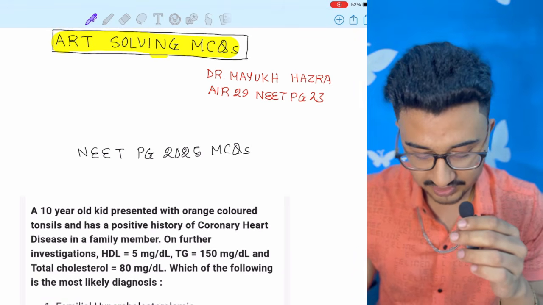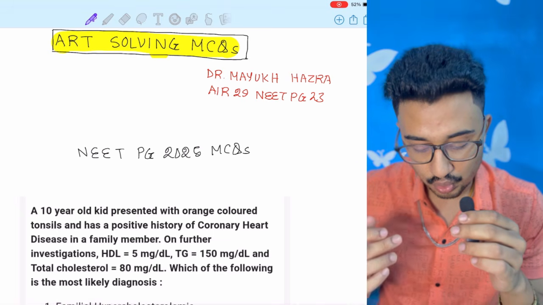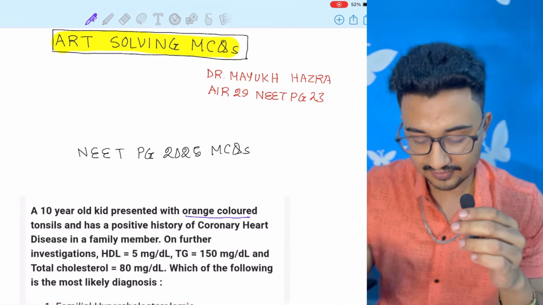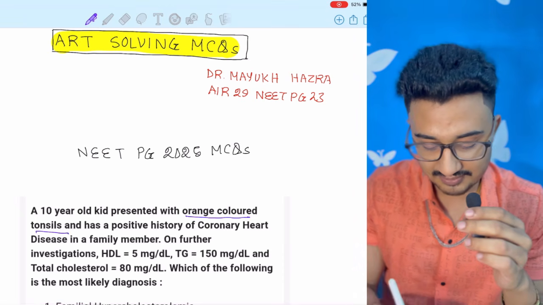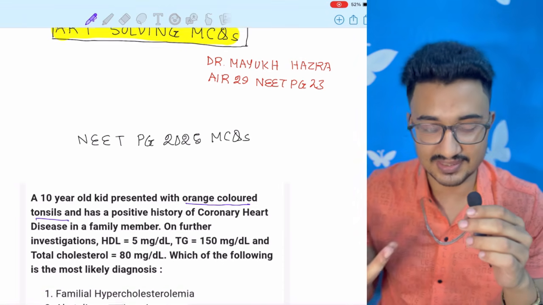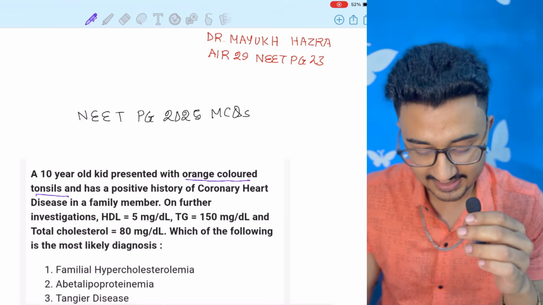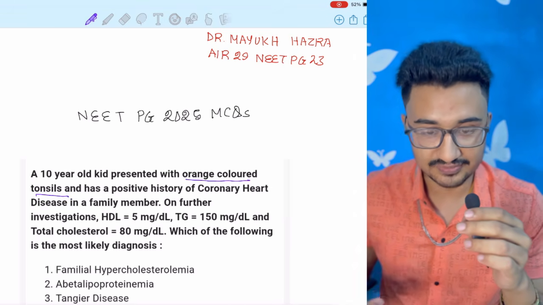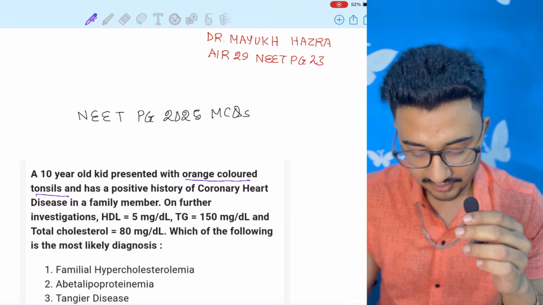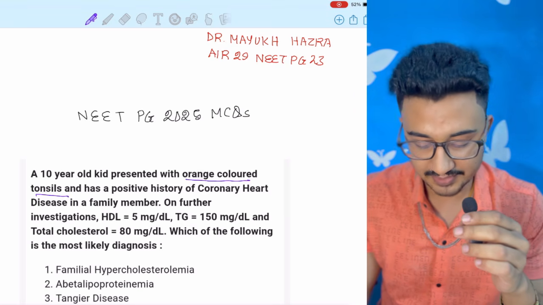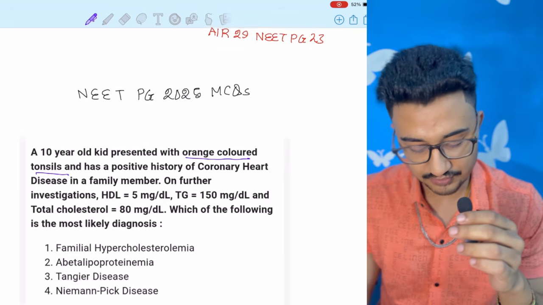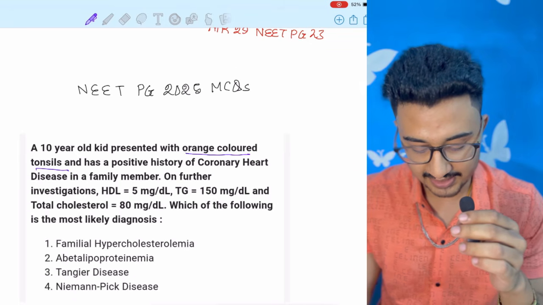Coming to the first question, a 10-year-old kid presented with orange colored tonsil. It has orange colored tonsil and it has coronary artery disease. I don't know what all other features are seen. On further examination, HDL is very low, triglyceride is high, cholesterol is low. Which of the following is the most likely diagnosis?